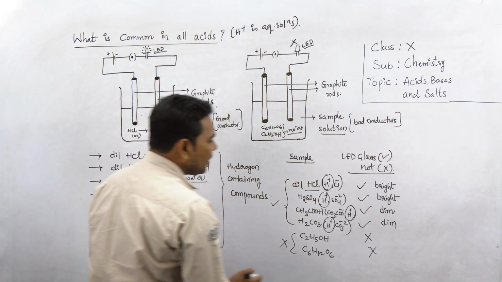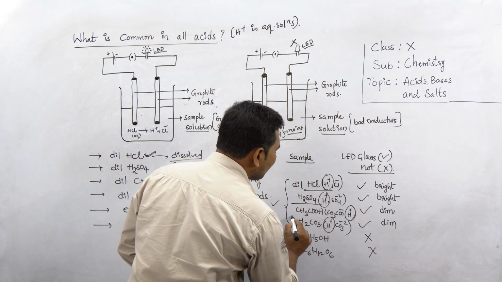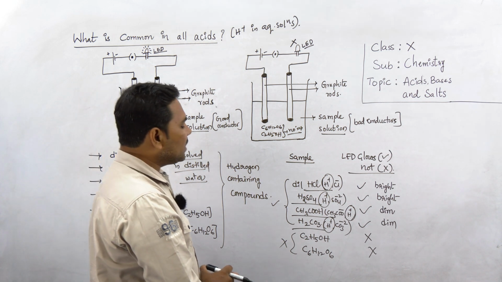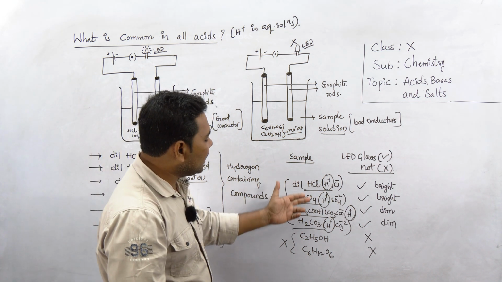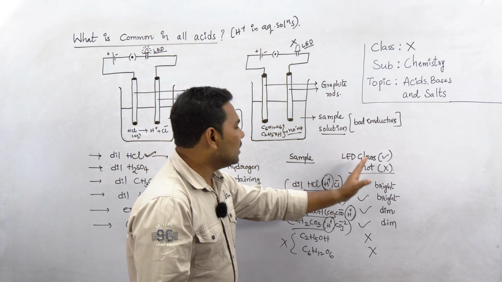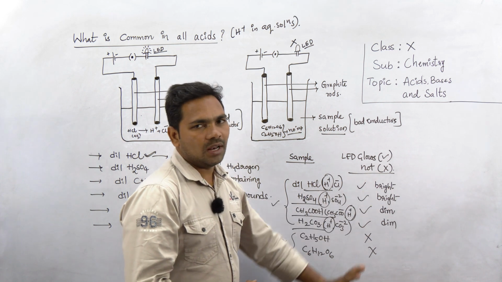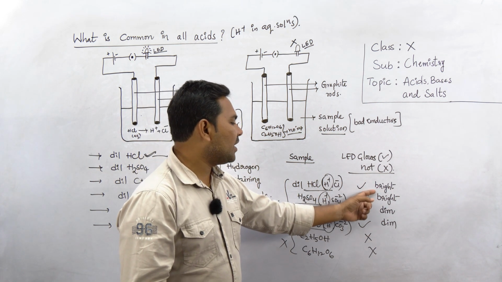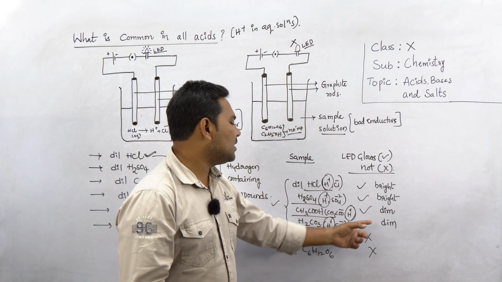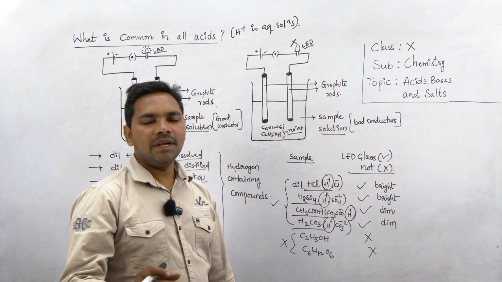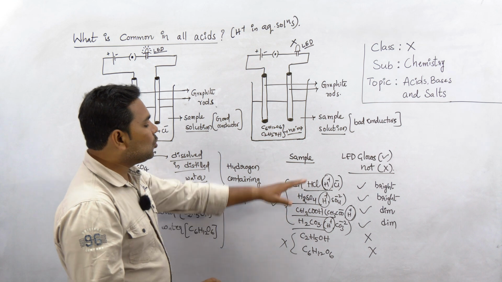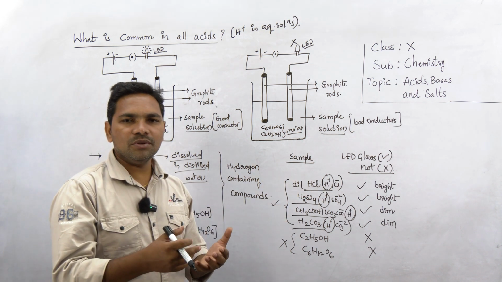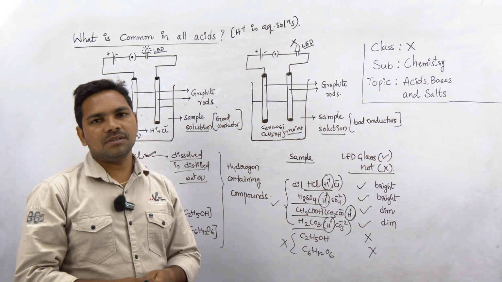Let us understand. HCl is an acid, H2SO4 acid, CH3COOH acid, and H2CO3 is also acid. But in all the four cases, when they are taken in equal concentrations, the brightness of the LED is not equal. In case of HCl and H2SO4, the LED glows very bright. In case of acetic acid and H2CO3, the LED glows dim. What is the reason? Though their concentrations are equal, they are not able to produce an equal number of ions, right?